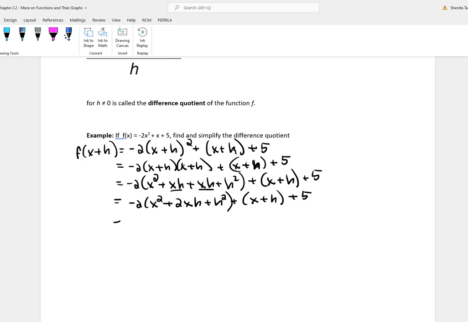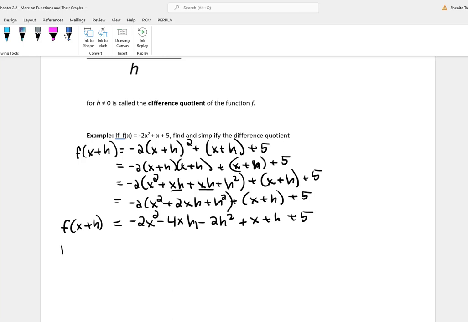All right, so now we're going to multiply everything in parentheses by -2. So this is -2x squared minus 4xh minus 2h squared. And then you've got the x plus h plus the 5. Okay. So if you look at this, there's nothing that we can simplify. There are no other like terms in here that we can combine. So this is my f of x plus h.